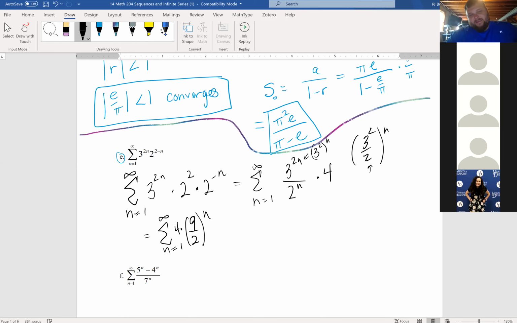So that it's a times r to the n. So a equals 4. R is 9 halves. We need the absolute value of 9 halves to be less than 1. Is that true? No. Right, that's not true. Therefore, this diverges.